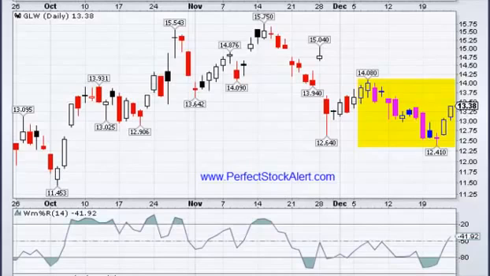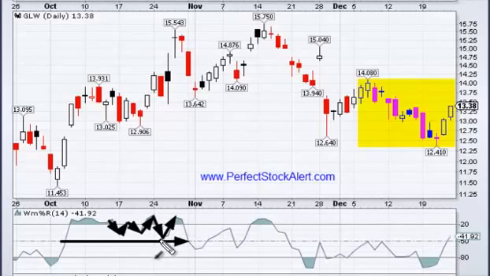The Williams %R can also, like I said, show you when you're in a strong downtrend or a strong uptrend. In a strong uptrend, your pullbacks will not see the Williams %R fall below the -50 line. Right here, you are in a strong uptrend, so when you were pulling back, you did not fall below that. You actually find support at that level and at that zone.